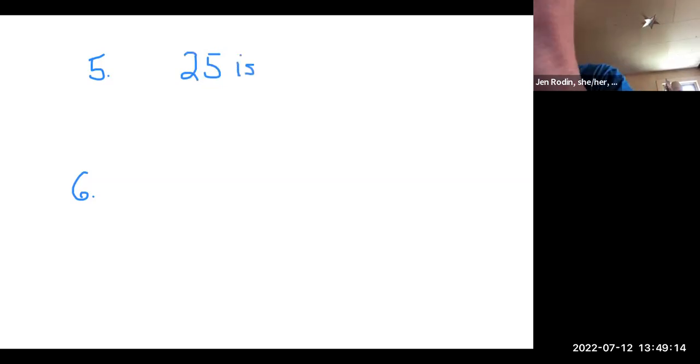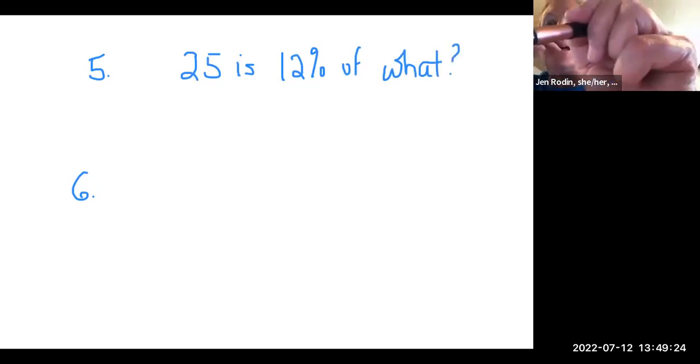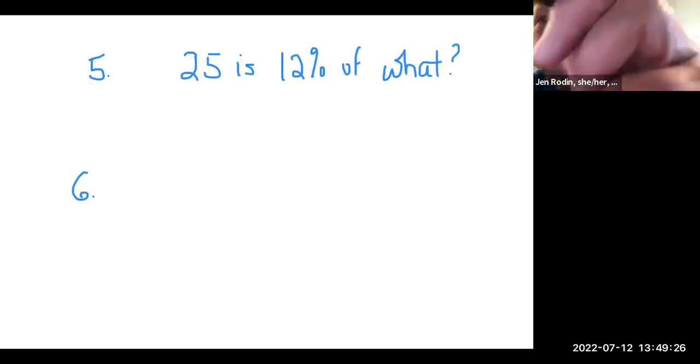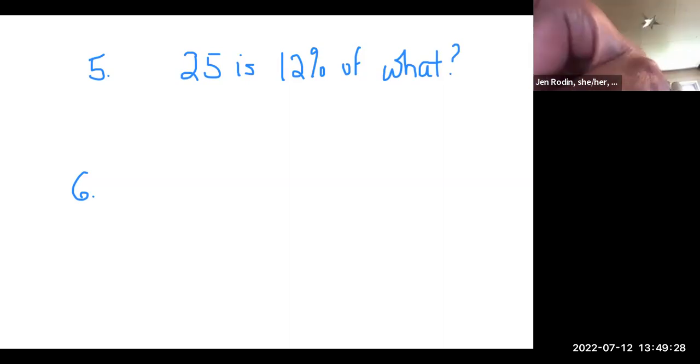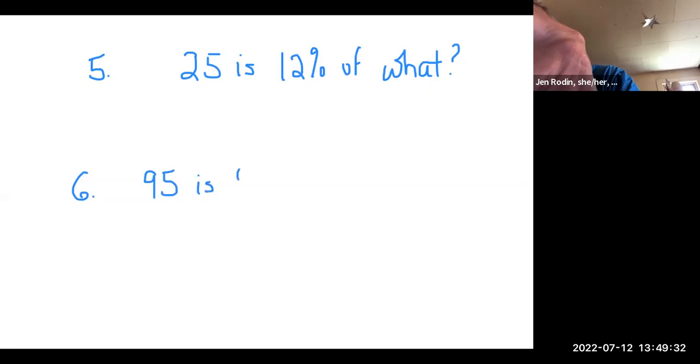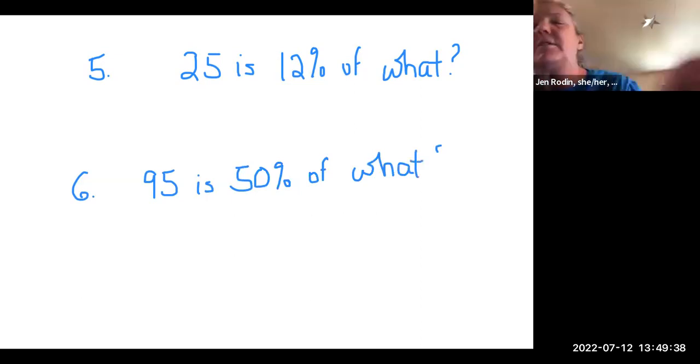$25 is 12% of what? So that, to me, I think that's the hardest. And I'll go through the steps to solve any of these too, of course, all of them. And let's do 95 is 50% of what? There, that's the third kind.